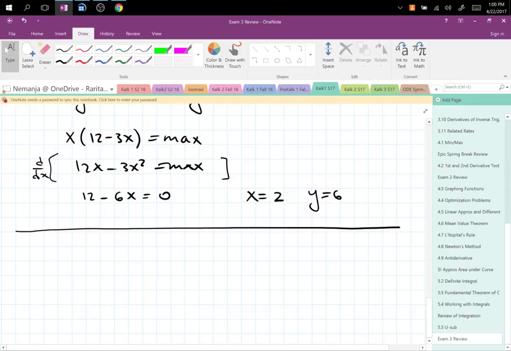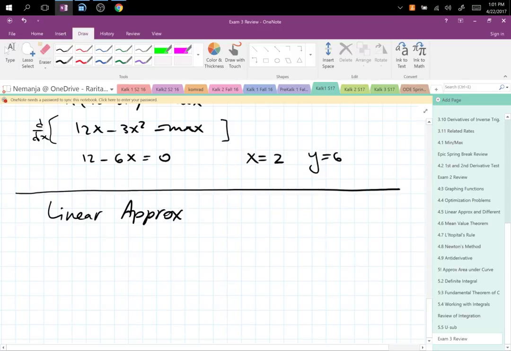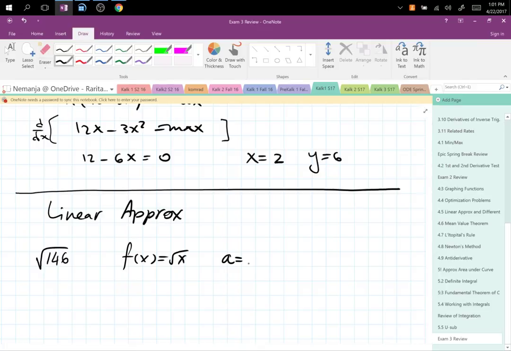Let's take a look at differential word problems because that freaks you out sometimes, and mean value theorem. So first, linearization. So linear approximation, what do we have? I'm looking at these problems over here. They're asking me to find the square root of 146. So clearly f of x is root x. And what's the magic value a? What's the magic value a? 144, which would give you 12 when you compute.